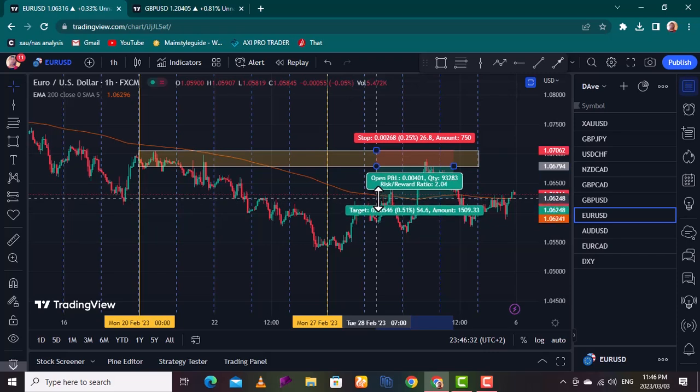Keep it short and simple, 1 to 2. It's a $10,000 trade.